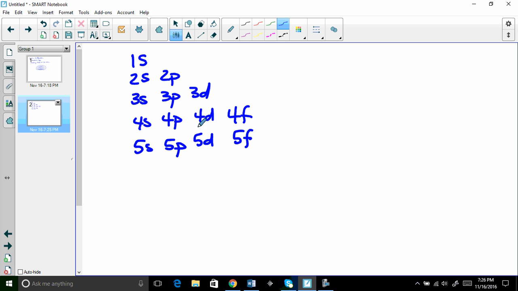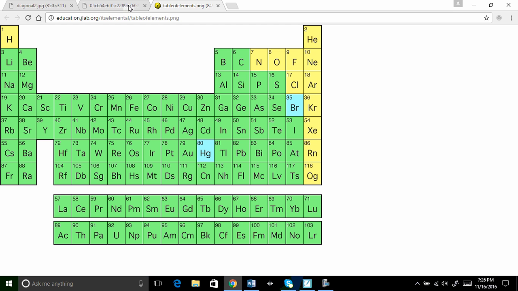You don't have to do this because I've run it off for you, but this is what I had to do in grad school. I would just generate this 1, 2, 3, 4, 4, 3, 2. Notice I'm very careful. I put the S's in one column, the P's in one column, the D's in one column, and the F's in one column.